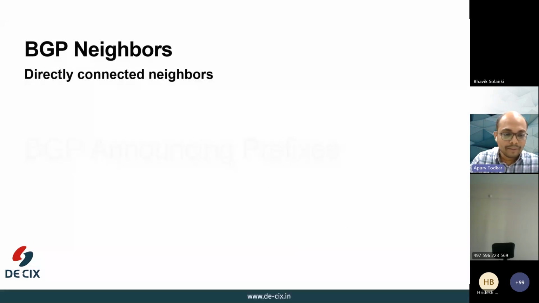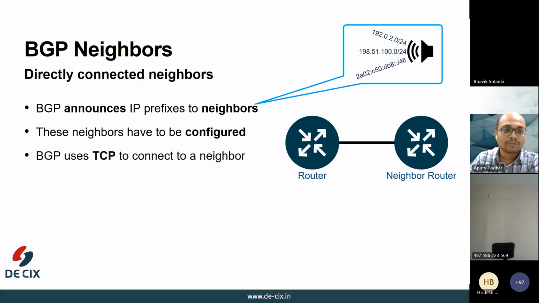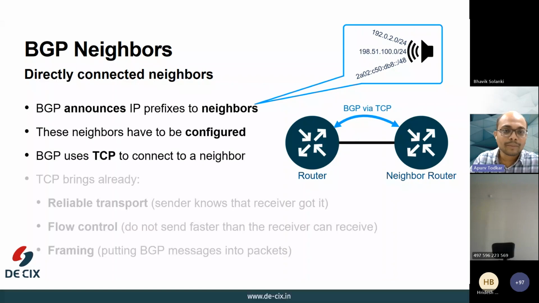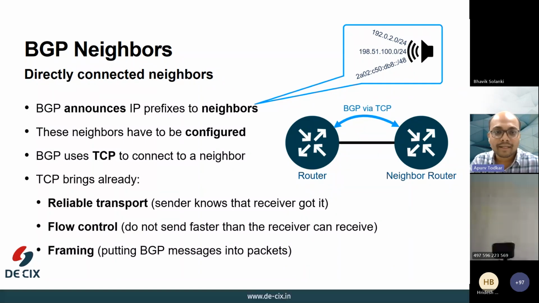So next, BGP announcing prefixes. Now we have AS numbers, autonomous systems and prefixes, right? So we need to announce these prefixes to the directly connected neighbors. As I mentioned before, BGP announces prefixes to its neighbors, but these neighbors have to be configured. BGP does not find them automatically. Okay, so how does this work? It's quite simple actually.